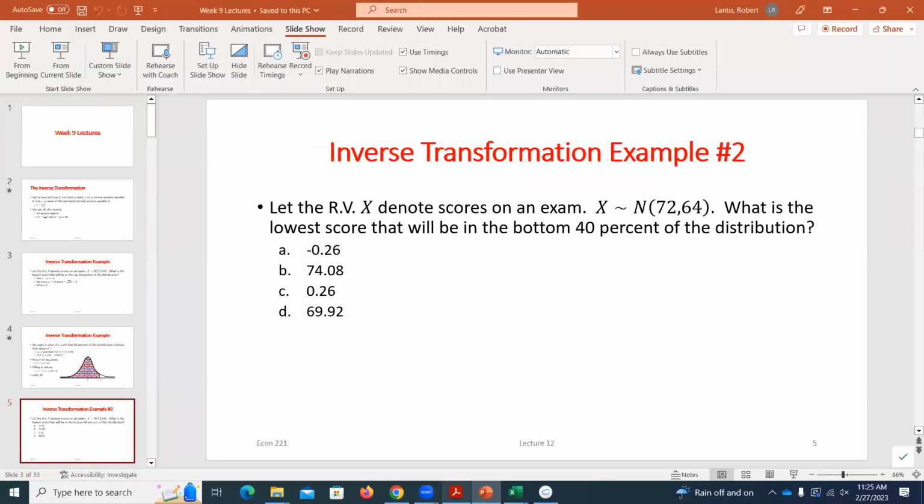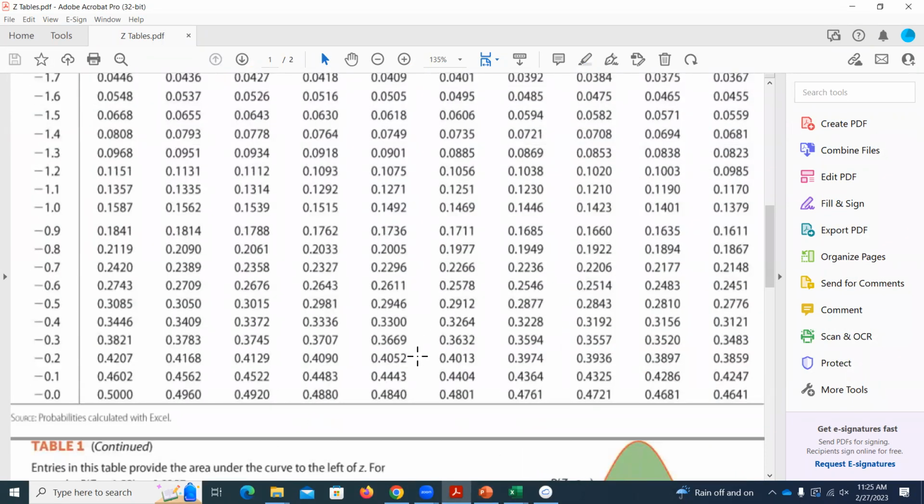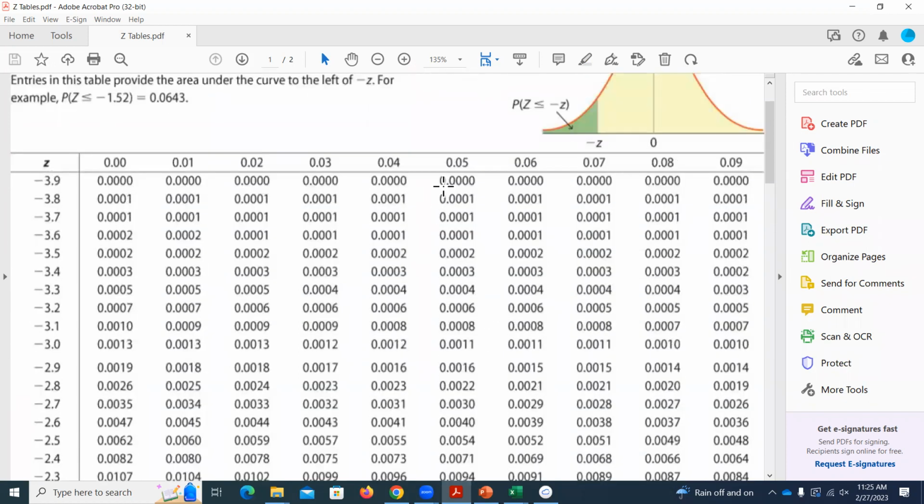So I go to my table, scroll down, looks like 0.4 is in between these two values. All right, it's as close as I can get. So the corresponding z value for that area of 0.4: negative 0.2, scroll up, negative 0.25 and negative 0.26. Anytime we're in between two values, we'll use the larger of the two, or whatever value is larger in magnitude. Any questions about how I found that z value?